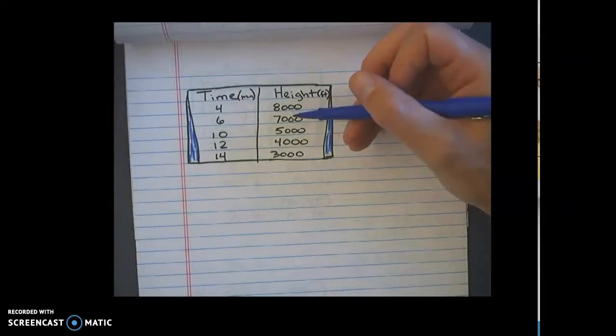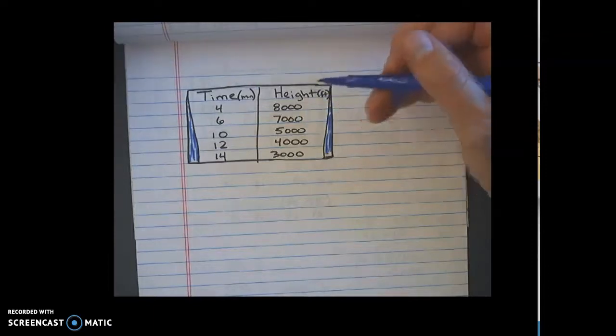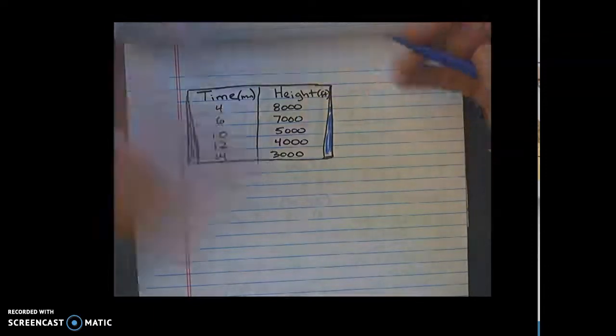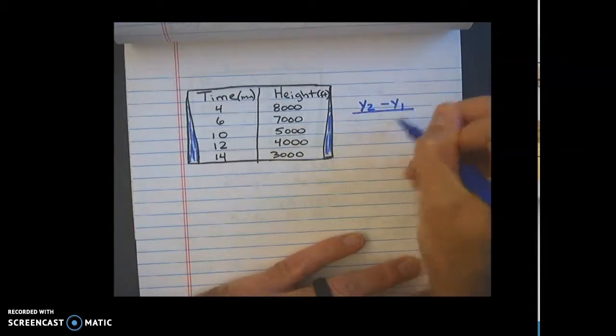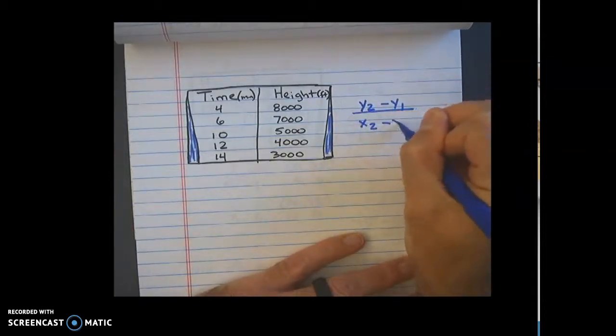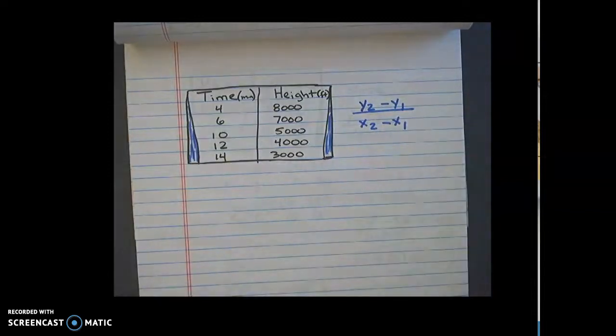For it to be proportional, if it started at 0, 0, that would be fine, but this plane's not starting at 0 feet. It started at some feet above the ground. And so we're going to have to use our slope formula to figure out how fast that plane is descending. To use that slope formula, we're going to need to know a couple points. The beautiful thing about finding slope from a table is that you could pick any 2 points.